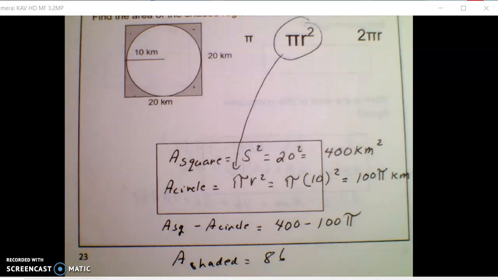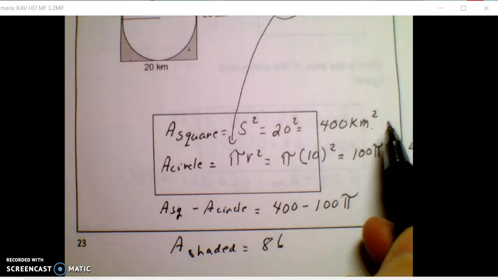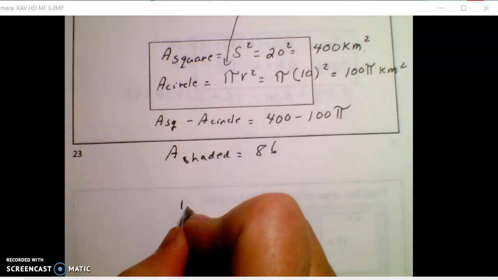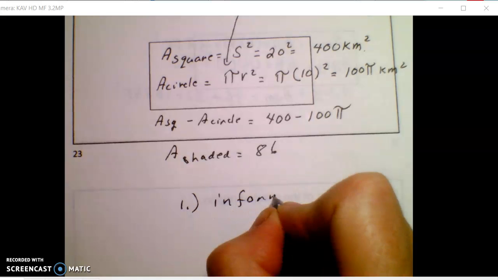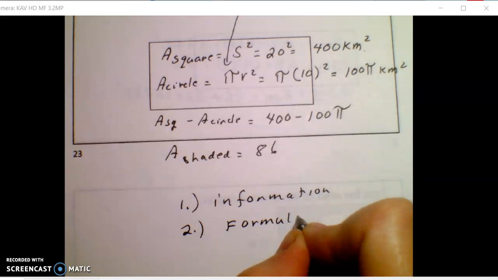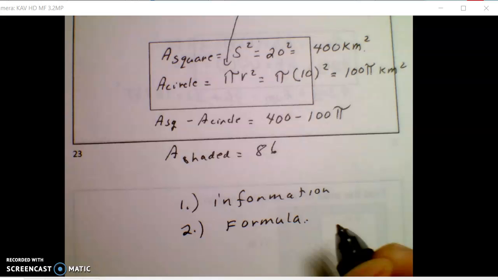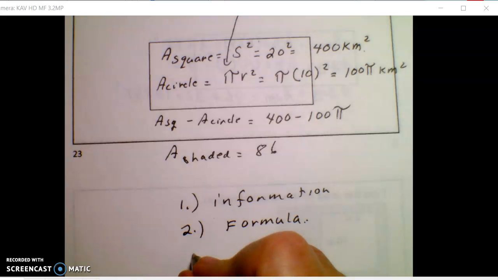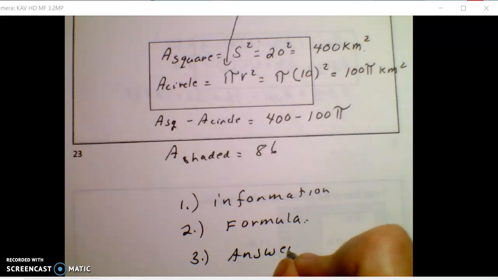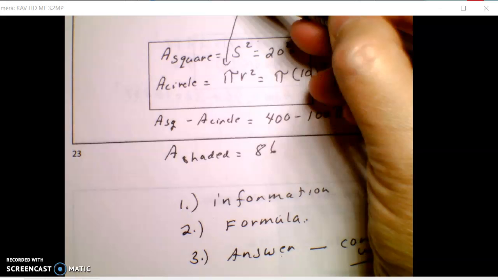Okay, so again, what you're giving me on all of these slides is you're not doing all of this work out. You're going to give me, and I'm going to write it down here always. Number one, information. Number two, the formula you need. And in this case, we needed two formulas. We needed a square, and we needed the one for area of a circle. And number three, the answer with the correct units. Okay, so every problem is the same. Information, formula, answer.